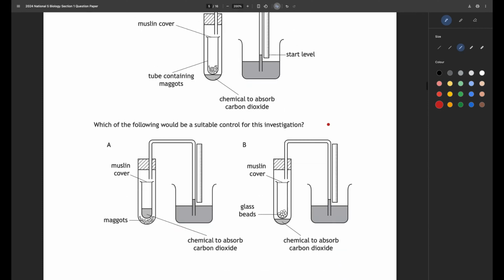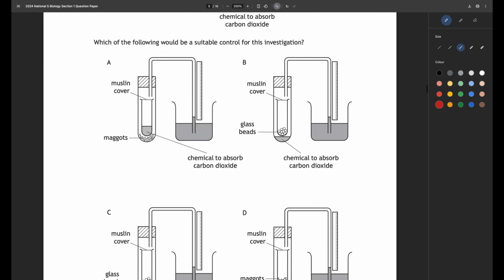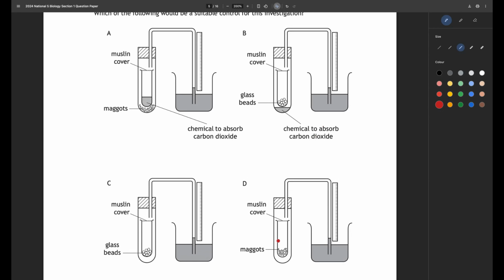So it's likely that every other aspect of the experiment will have to be the same, except from the maggots themselves, okay? So we have a look at the 4 options there, and in D we've still got the maggots there, but we've lost the chemical to absorb the carbon dioxide, so that's no good. For C, we've got glass beads to replace the maggots, which is probably quite good for a control. However, we've changed 2 things because we've also lost the chemical to absorb carbon dioxide, so that's no good.